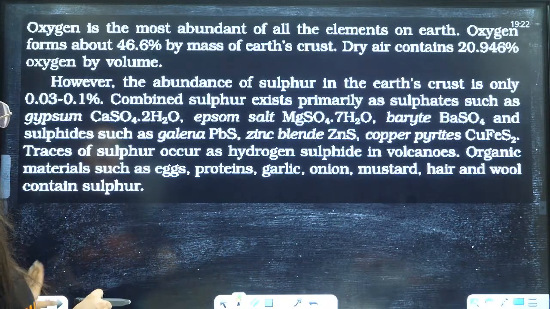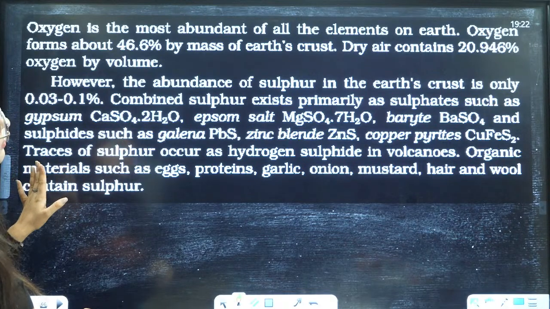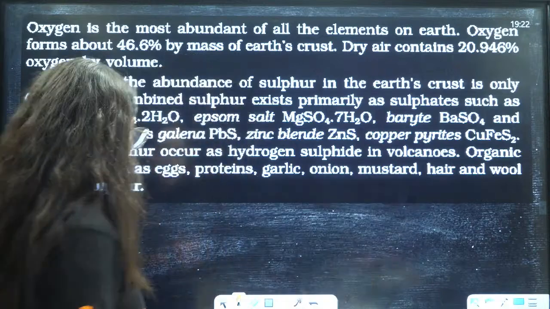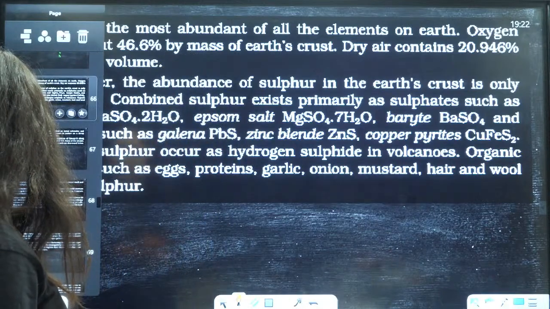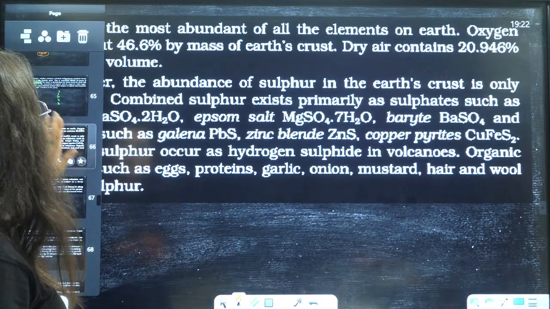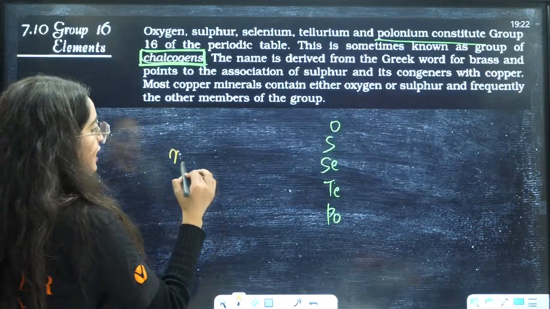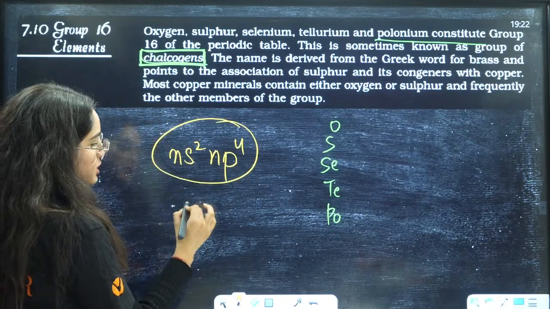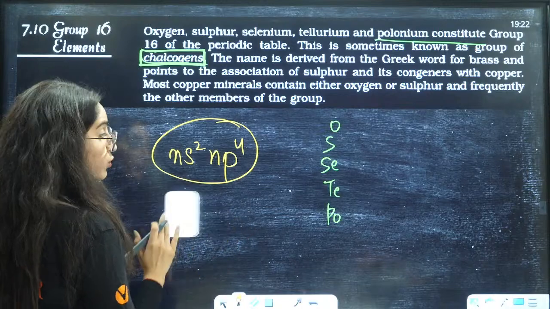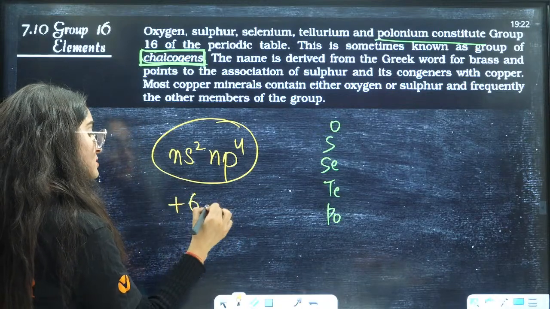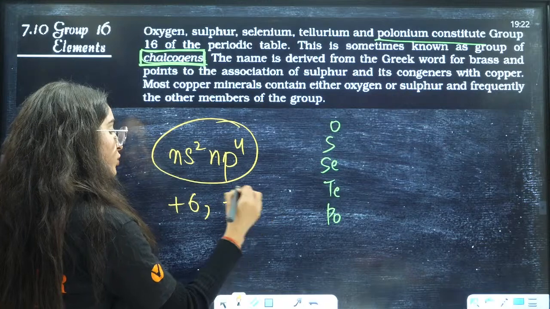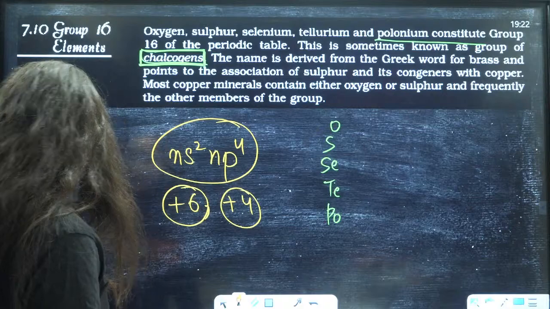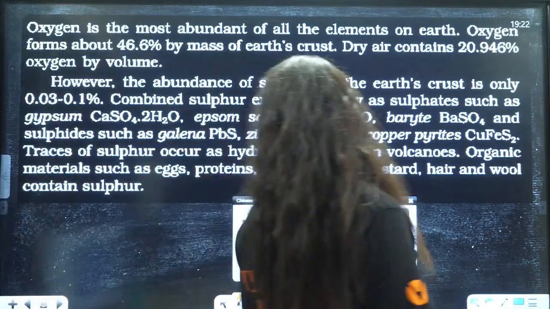Now the next thing is oxygen. First we are talking about oxygen, which is the most abundant thing here. Before that, let us see the oxidation state, that is ns2 np4. So the lower oxidation state will be +2, the higher oxidation state will be +6, and in between it will be +4. Those are the oxidation states that it can have. Now let us see the oxygen here.